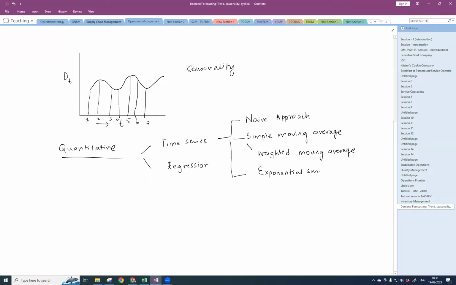Exponential smoothing is a method where, as we had discussed, the benefit is that it provides you, using only one constant, a smoothing constant. It gives you the benefit of replicating whether it is a naive approach, a simple moving average, or a weighted moving average, right?